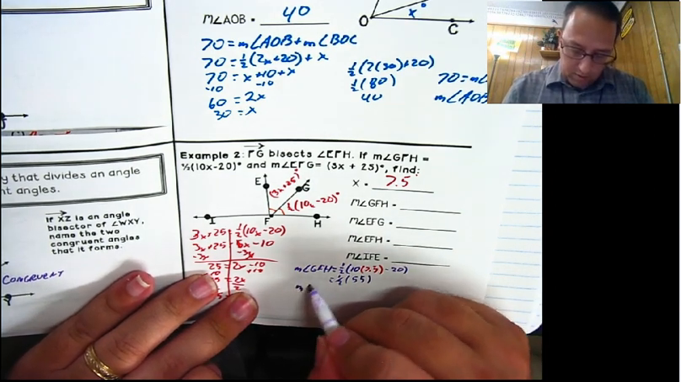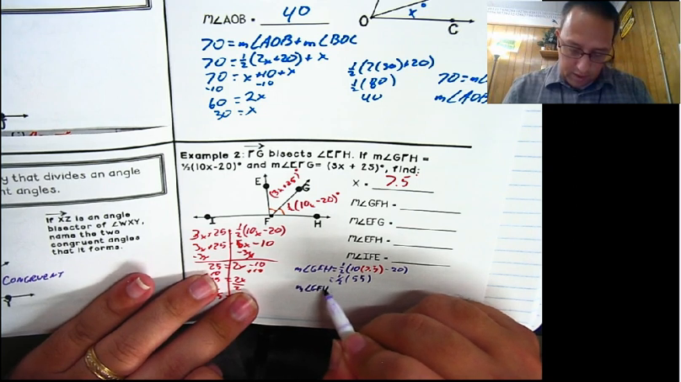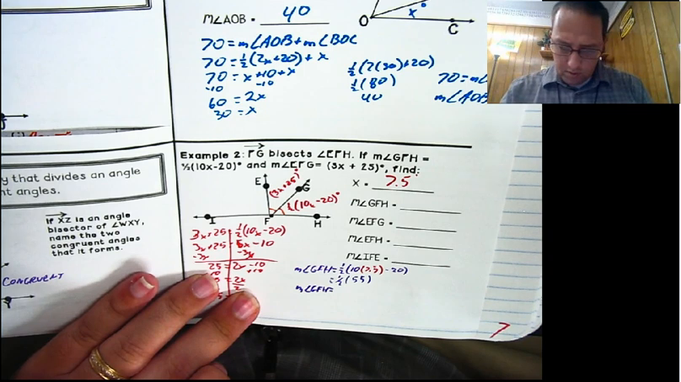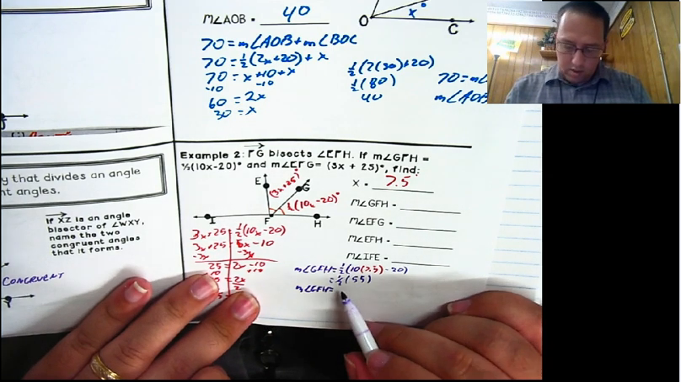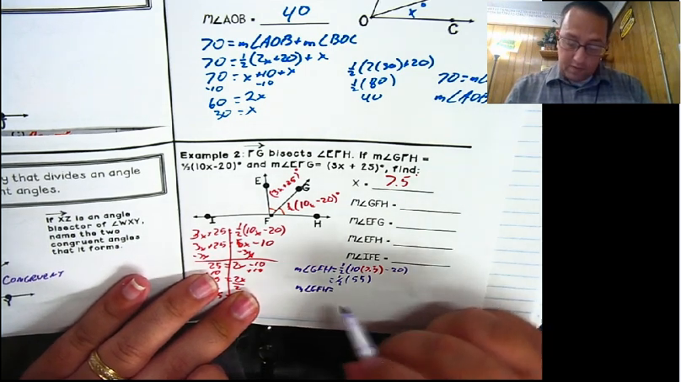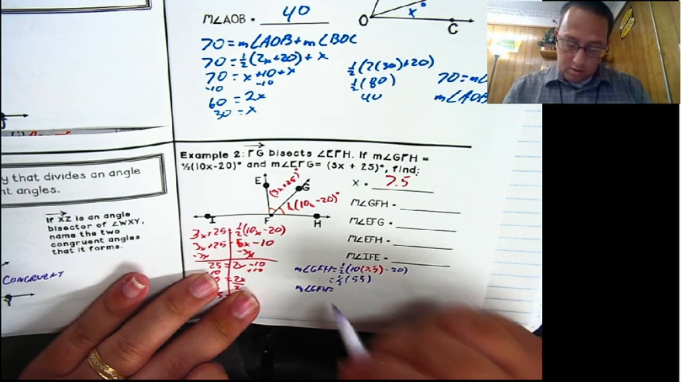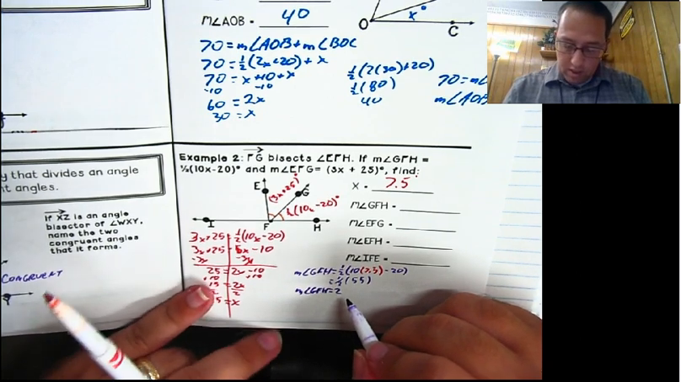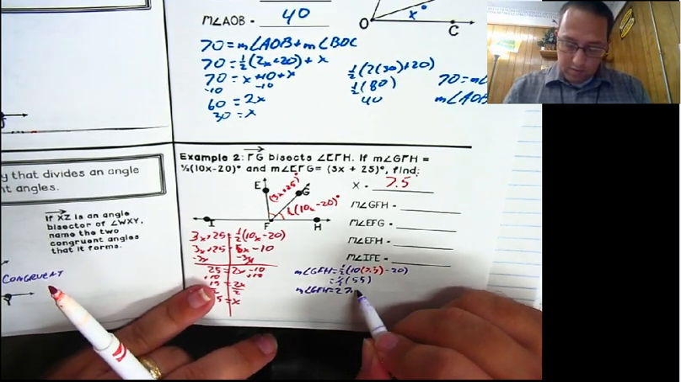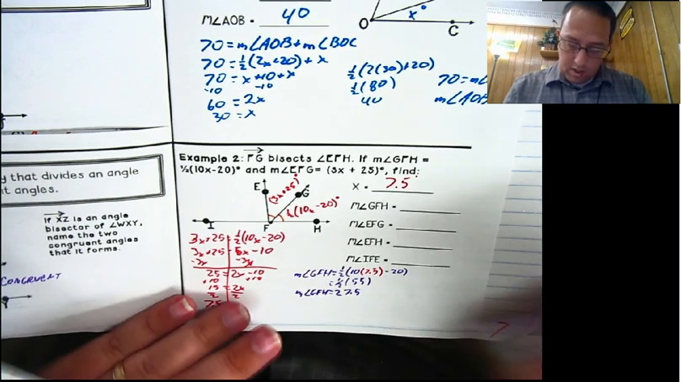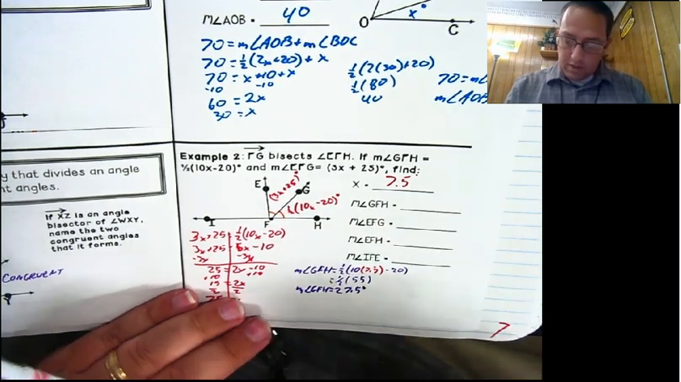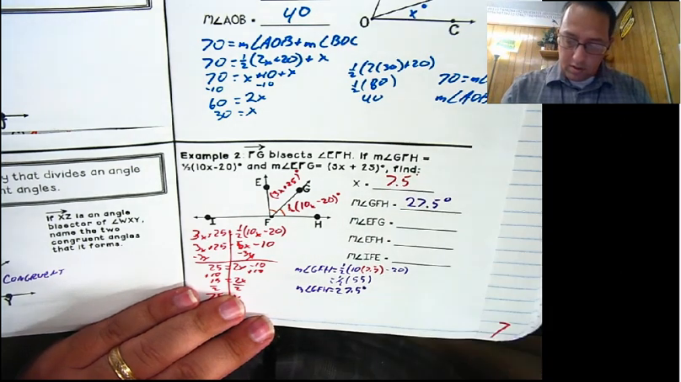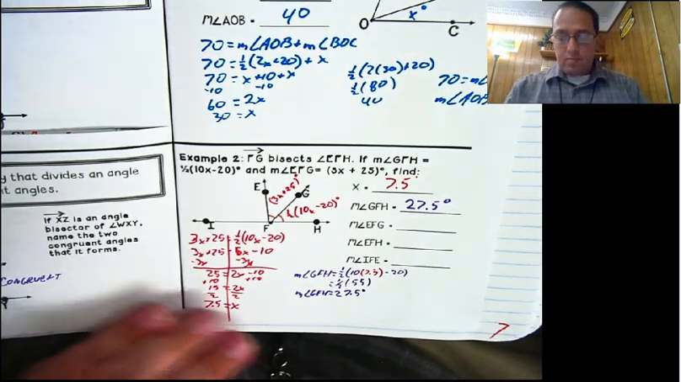And so the measure of angle GFH equals 55 halves. Half of 55, that would be what? 2 goes into 5 twice with 1 left over, so that's 15. 2 goes into 15 seven times with 1, and so 27.5. And this is a measure of an angle, so that would be degrees. So 27.5 degrees, like so.